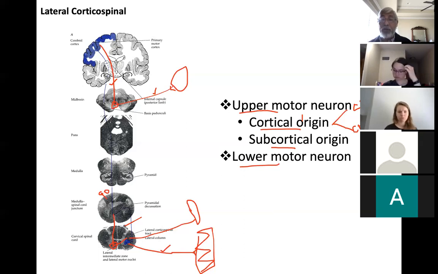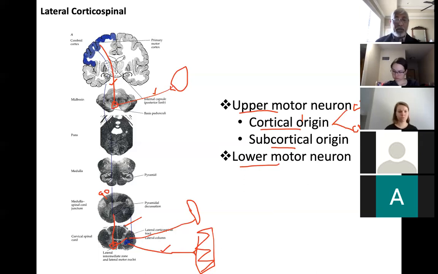So where do those fibers decussate? They decussate in the lower medulla. Now the remaining 10%, which do not decussate in the lower medulla, descend and stay on the same side. Where do they eventually decussate? They eventually decussate at the level where they will reach the muscle.